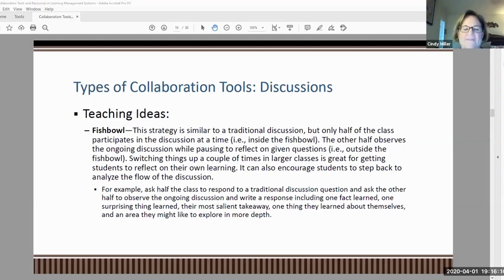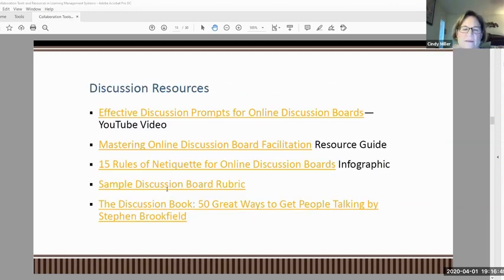So for example, you could have half the class respond to a traditional discussion question, and then the other half, what I had them do is write a response, including what they learned, what was surprising that they learned, their most salient takeaway, one thing they learned about themselves, an area they might like to. So the other half of the class did that in that particular discussion forum, so they could see what they learned from other students that were posting responses to the discussion question. And then you could flip it for the next half of the semester or the next semester, whichever the case may be.